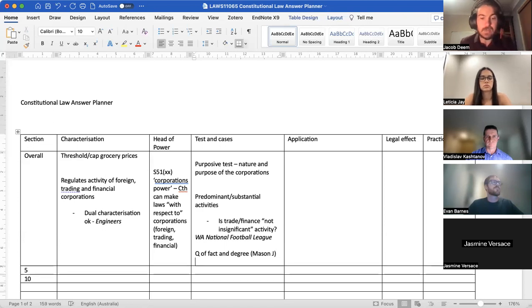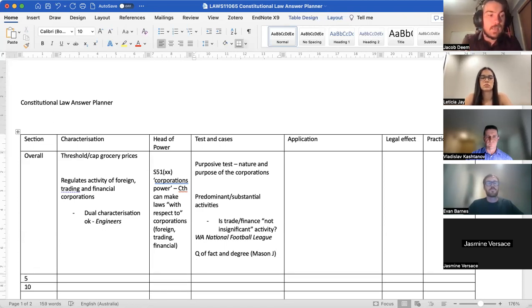And then Chief Justice Barwick as well in that case, really highlighting that the thing that's of most interest to us is the actual activities of the corporation rather than the purpose for which it was formed. We can look at the purpose to help guide us, but the most important thing is what are the activities, and is trading or finance a substantial part of that. So we're really looking at activities as the most important.